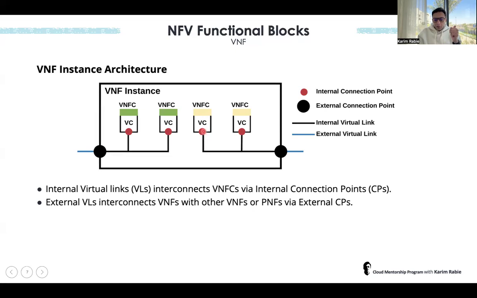The connectivity between the two VMs, we call it internal virtual link. The external connectivity of the VNF, we call it external virtual link. The connection point or the networking interface of the VM or the VNF component instance, we call it internal connection point. And the external of the VNF, we call it external connection point.